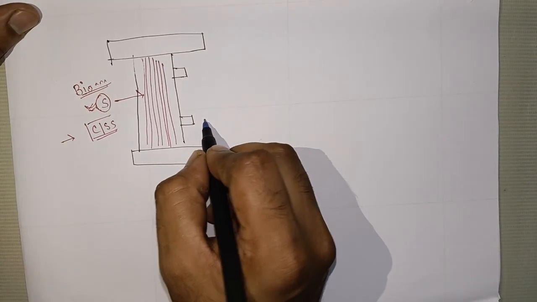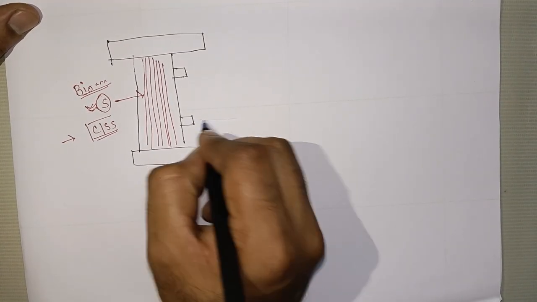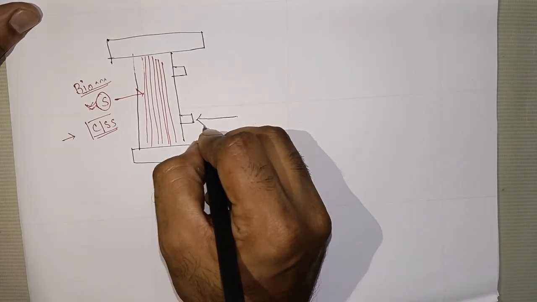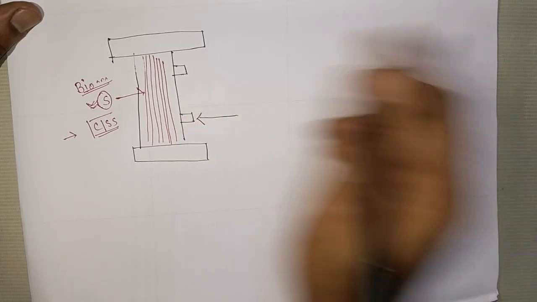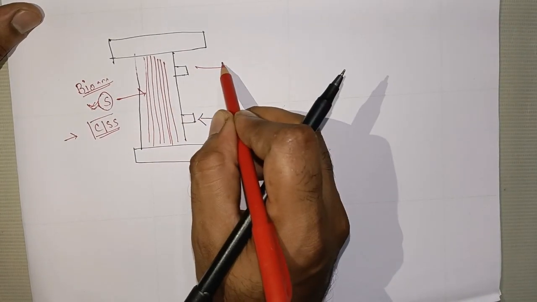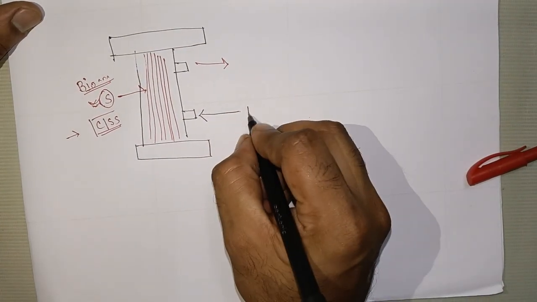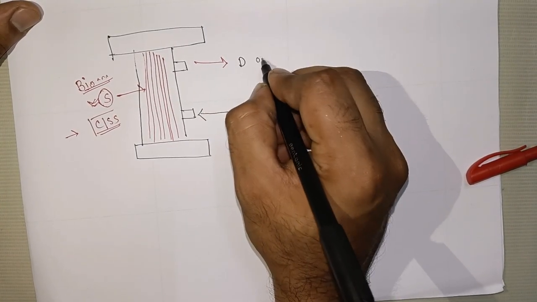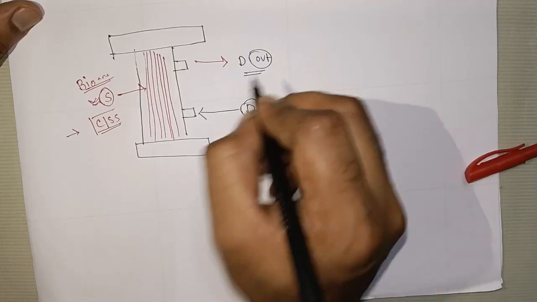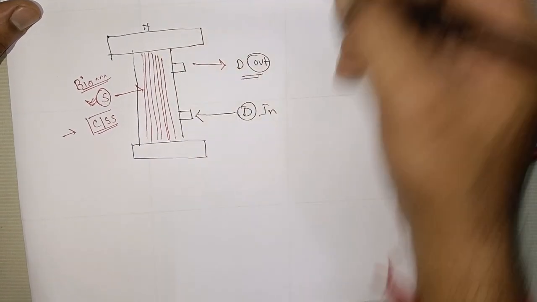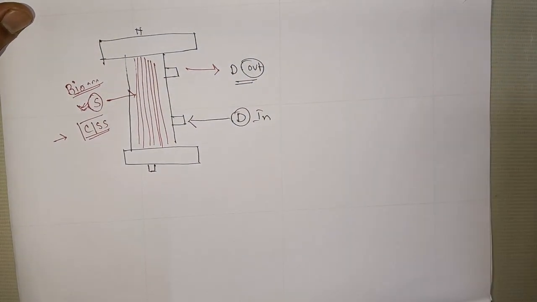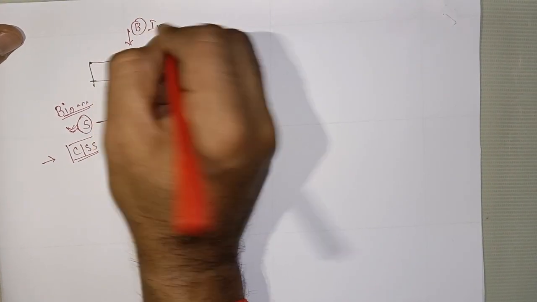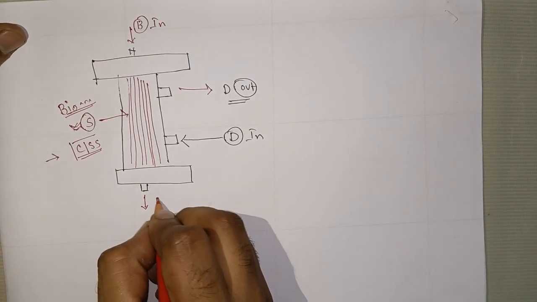From one side dialysate gets into the dialyzer, and from the other side it gets out. Dialysate inside, dialysate outside. From one side blood comes into the dialyzer: blood inside and blood outside.